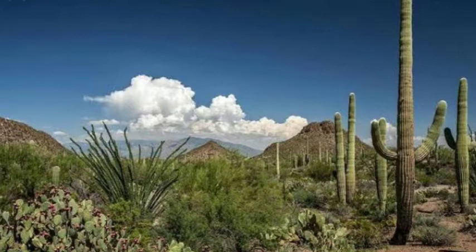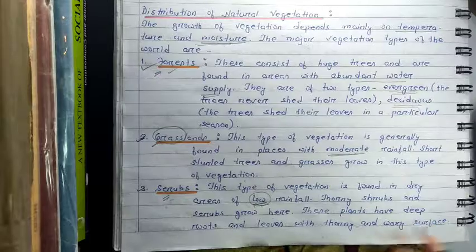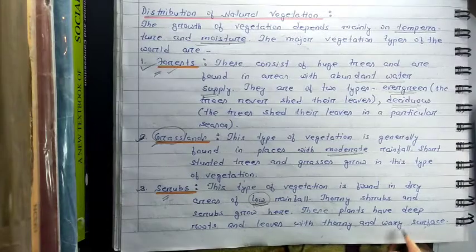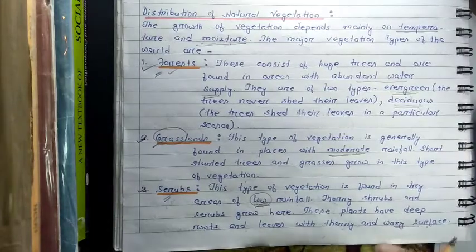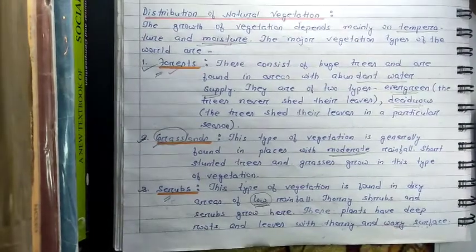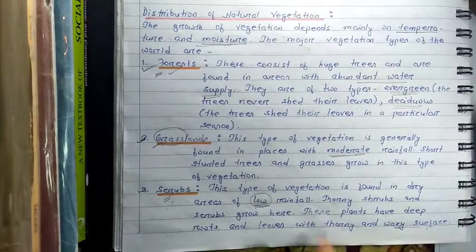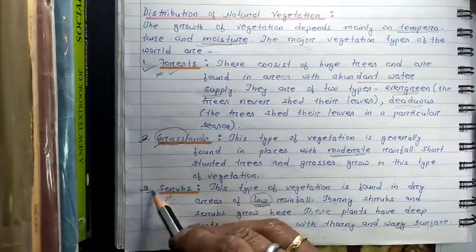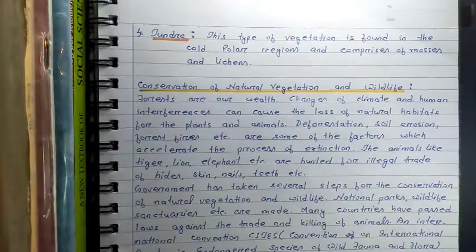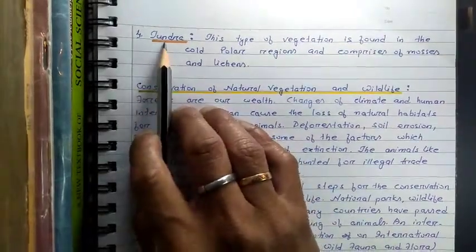found in the scrubs. Their roots are deep because they receive low rainfall, so they need water, and to get the water from the soil, their roots are very deep and their leaves have a waxy surface like wax, or we can say thick. They have thick leaves. That's about scrubs. The last type of vegetation is tundra vegetation.